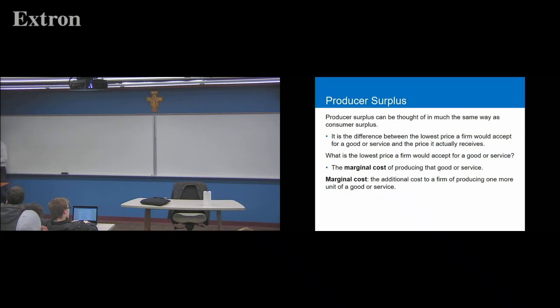But if it costs Dimitri's $5 to make that next pizza, the lowest price they'd be willing to accept for it is $5. They're not going to accept a lower price and lose money on it.